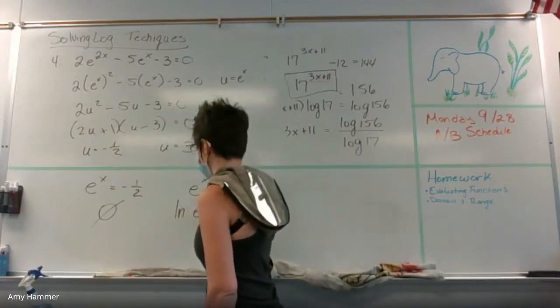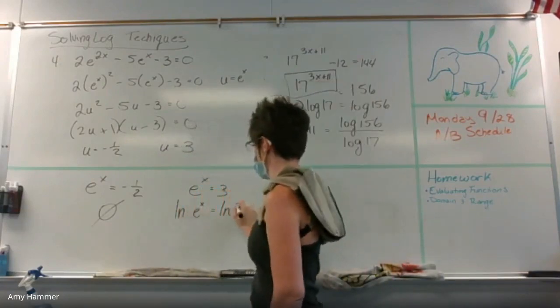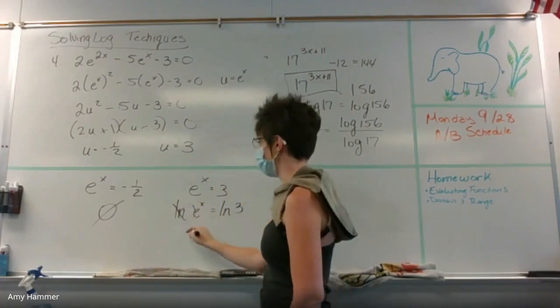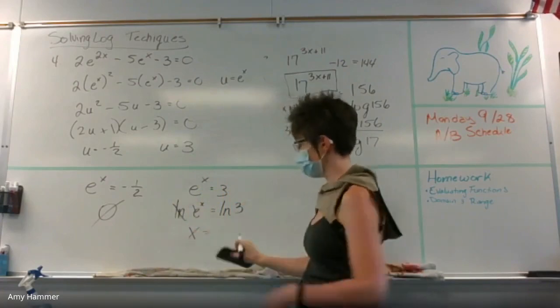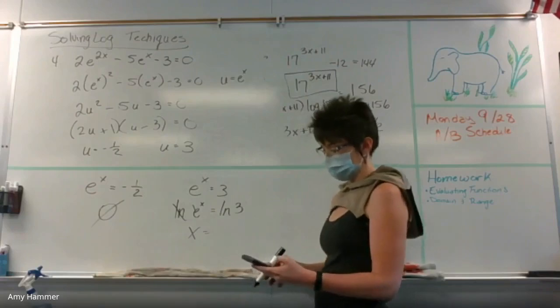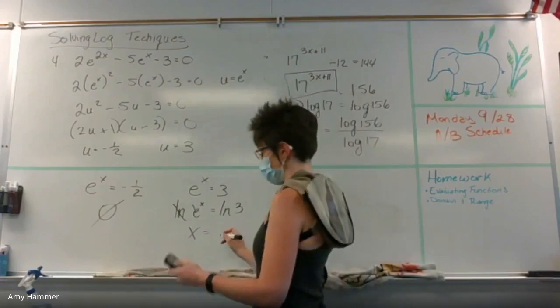Here I might take natural log of both sides. I know that ln and e cancel, so I've got x equals ln of 3, which is about 1.0986.